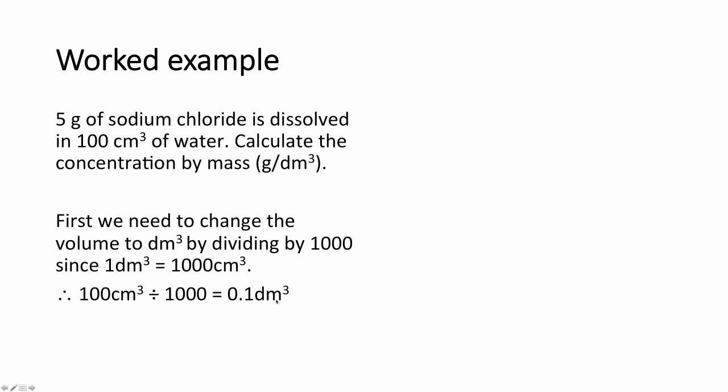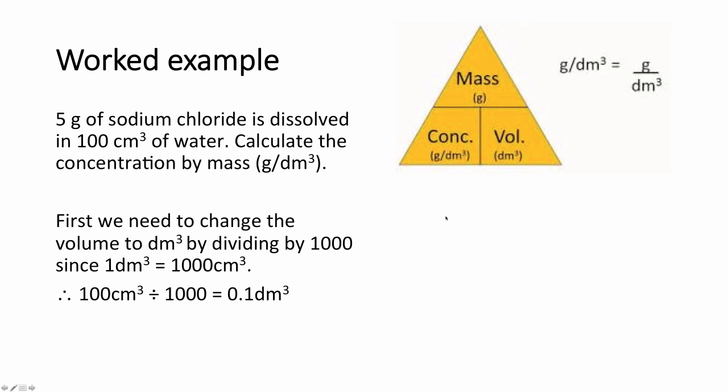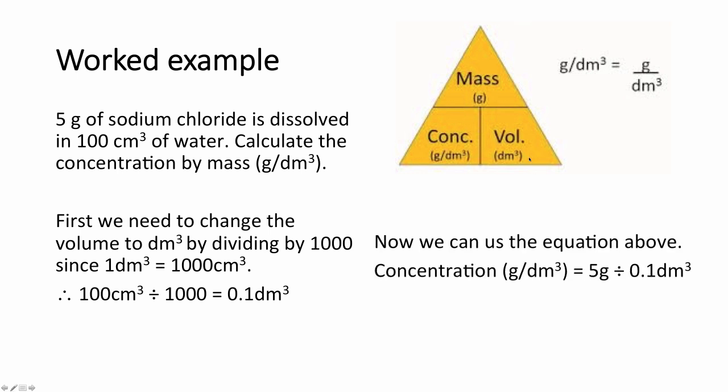decimetre cubed. Now I've got the mass in grams and the volume in decimetre cubed, and using our formula triangle, cover concentration: concentration equals mass divided by volume. So we can say 5 grams divided by 0.1 equals 50 grams per decimetre cubed.